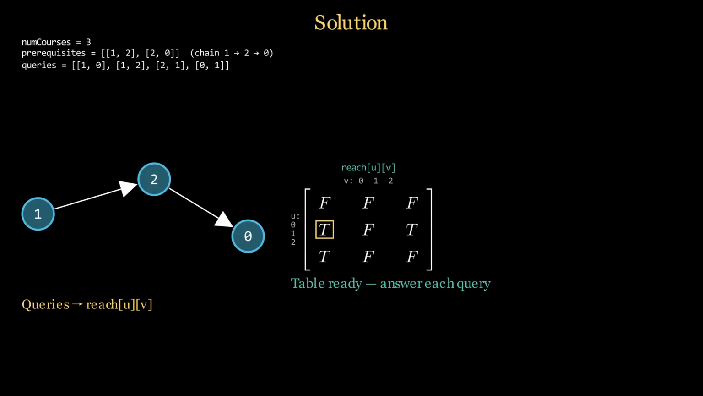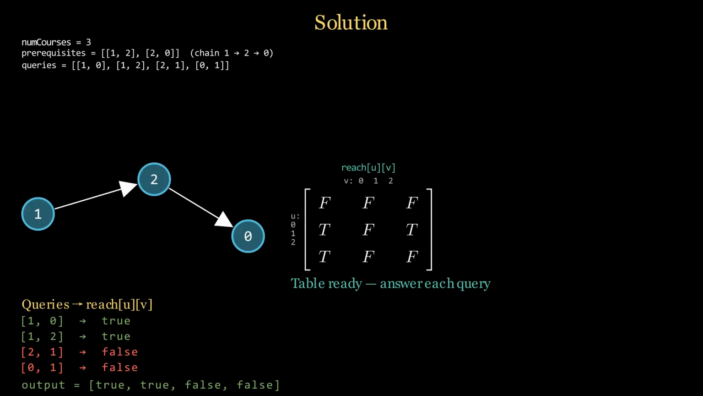Query 1, 0. Read cell row 1 column 0. That is true. Query 1, 2. Read cell row 1 column 2. That is true. Query 2, 1. Read cell row 2 column 1. That is false. Query 0, 1. Read cell row 0 column 1. That is false. Collecting the 4 lookups gives true, true, false, false.